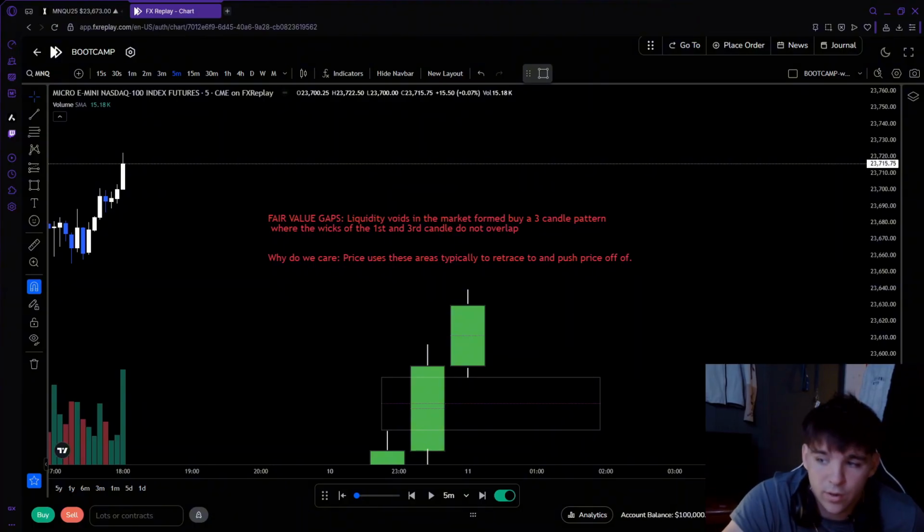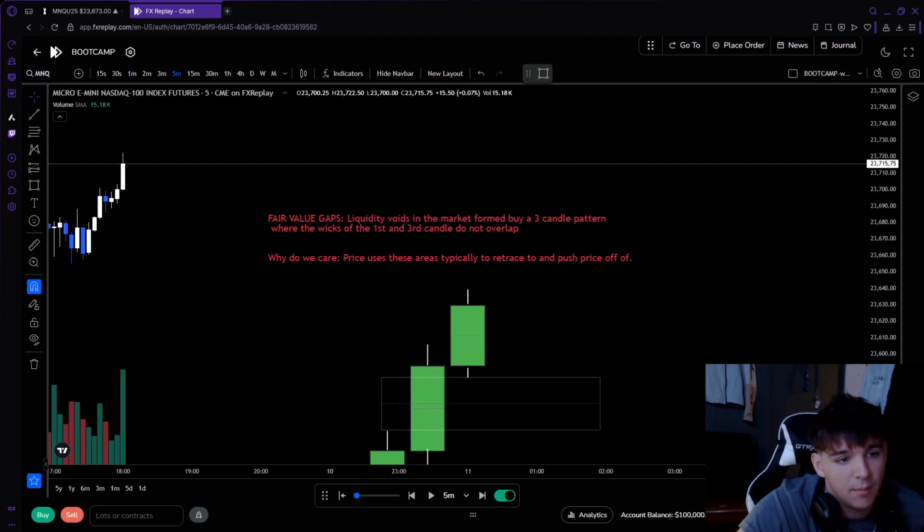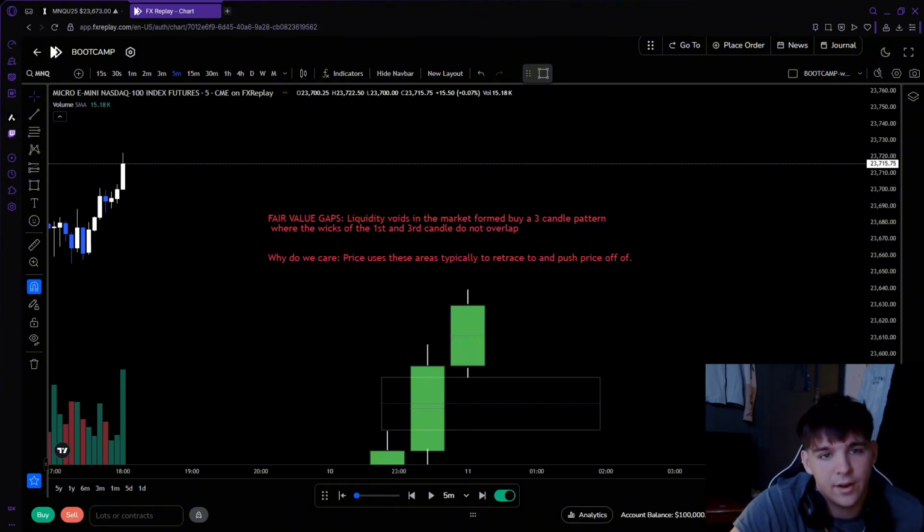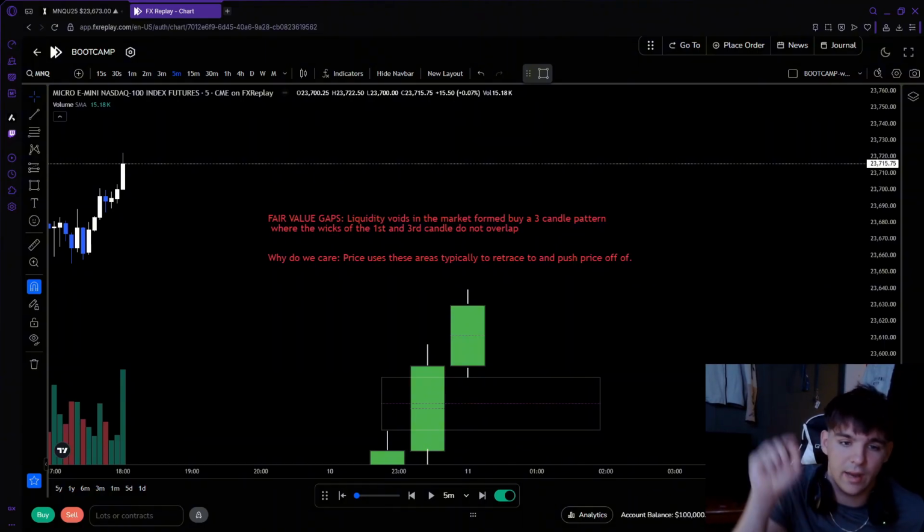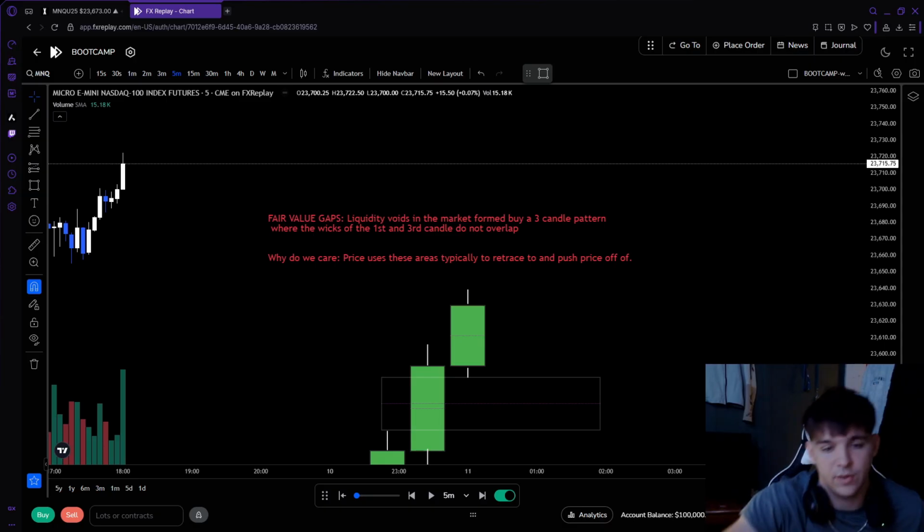Fair value gaps are liquidity voids in the market, which are formed by a 3-candle pattern. There can be bearish gaps, there can be bullish gaps, there can be overlapping gaps, which is known as a BPR. But more or less, it's an area in price where we have moved very quickly from point A to point B, and then we leave behind these fair value gaps on the way up or down.